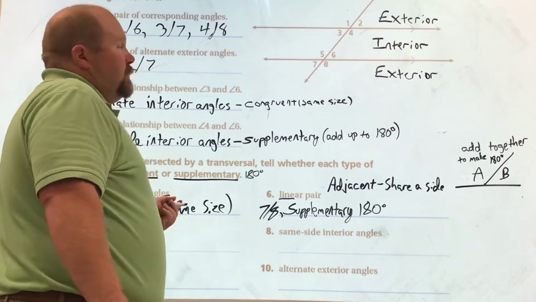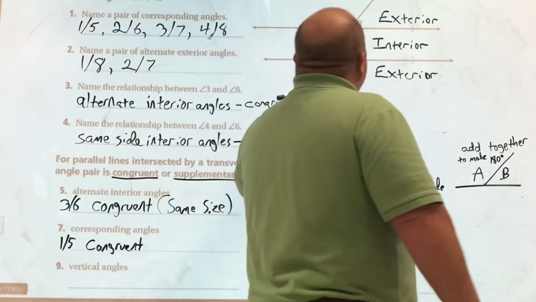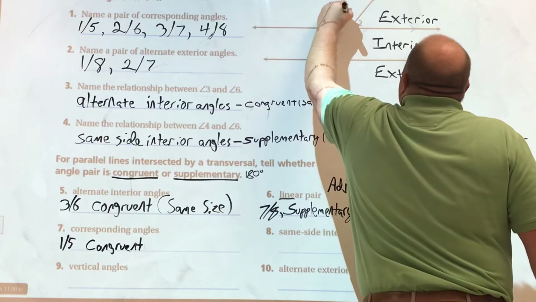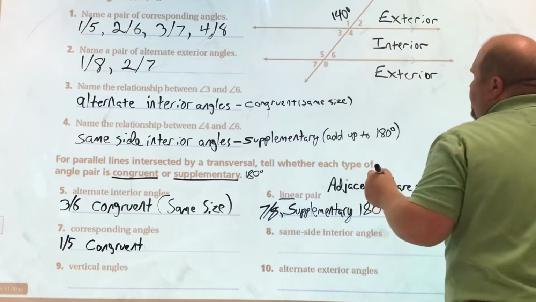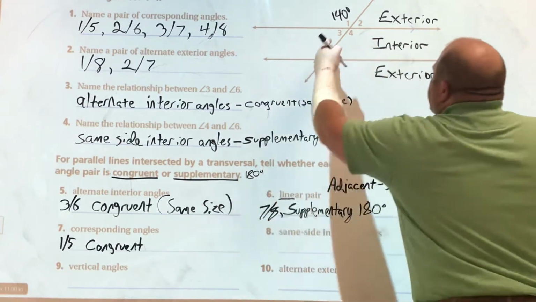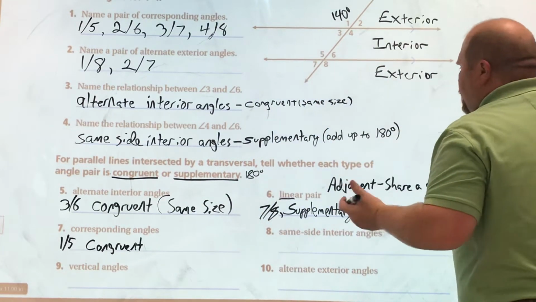So at this point, you may be saying, well, why is that important? Well, that's important because if I tell you angle 1 is 140 degrees, that means that you would know that angle 5 is also 140 degrees because they're congruent. So that gives you some information that you can use to solve.